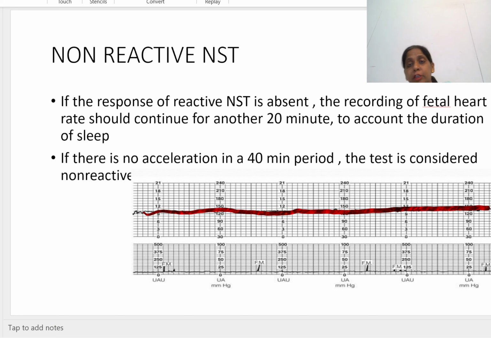So the most common physiological reason for that is that the fetus is sleeping, and the most common pathological reason is that the fetus is having hypoxia. So we need to do the NST again for 20 minutes to rule out the cause of fetus sleep. Okay.